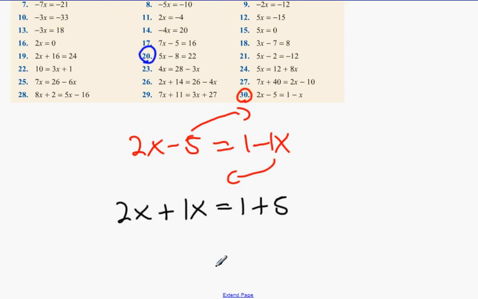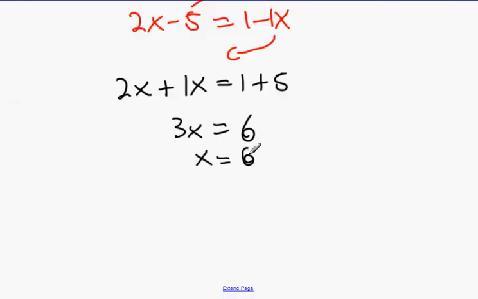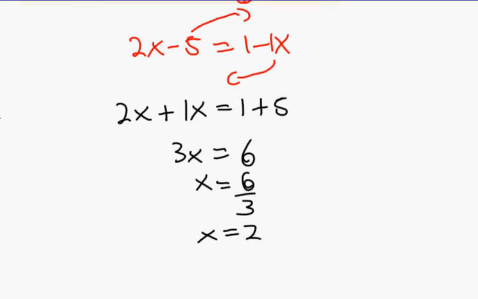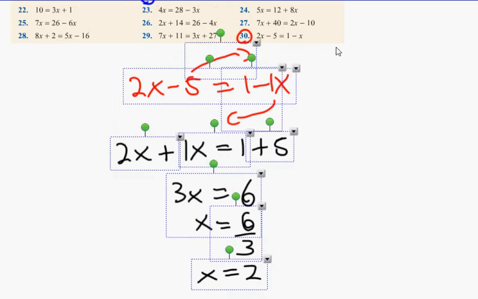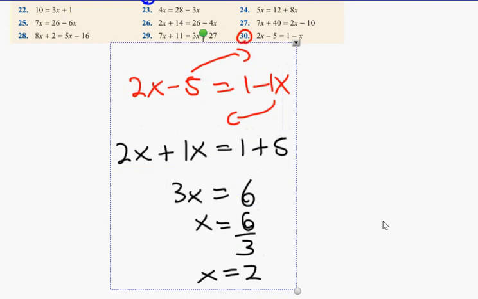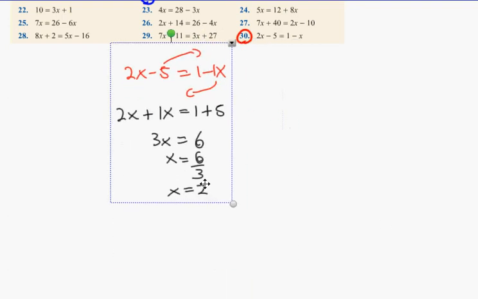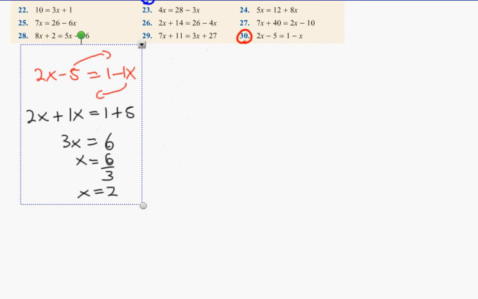2x plus x equals 3x, and 1 plus 5 equals 6. x equals 6 divided by 3, which is 2. Okay, how many people find that really difficult at the moment? Okay. You just don't get it. That's okay. We'll try and sort that out. We'll do another one.